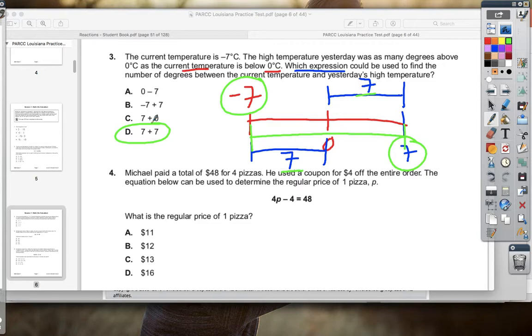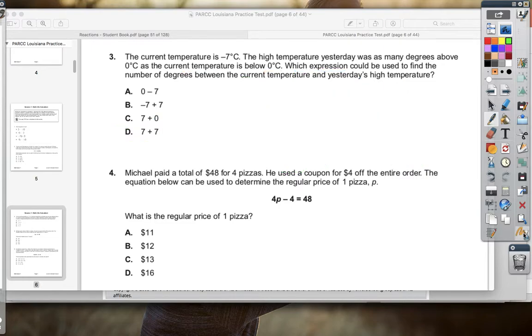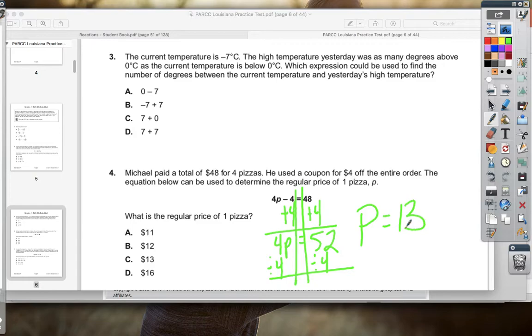Number 4, Michael paid a total of $48 for 4 pizzas. He used a coupon for $4 off the entire order. The equation below can be used to determine the regular price of 1 pizza. What is the regular price of 1 pizza? The easiest way to solve this is by doing some train tracks. Now I'm left with this multiplication here. I want to undo the multiplication so we can divide by 4 on both sides. And I get that 1 pizza cost me $13.